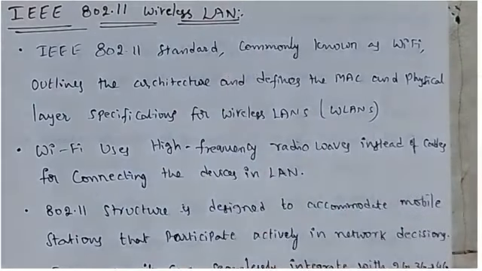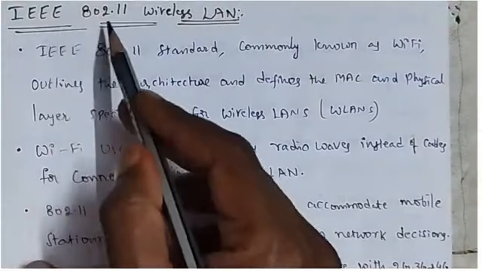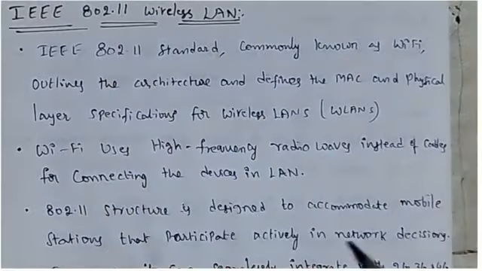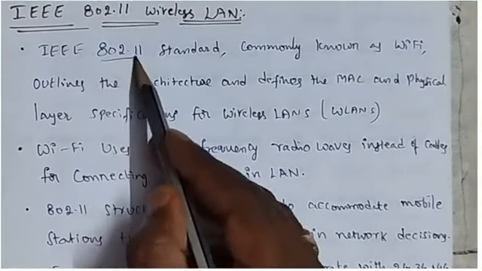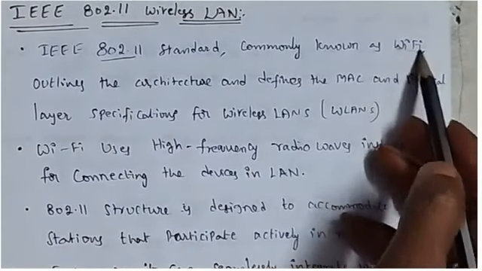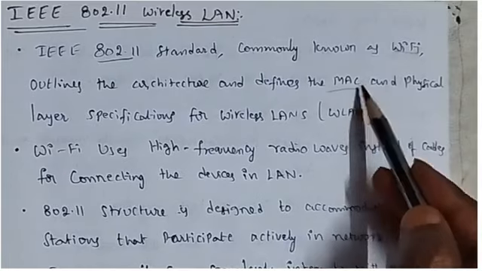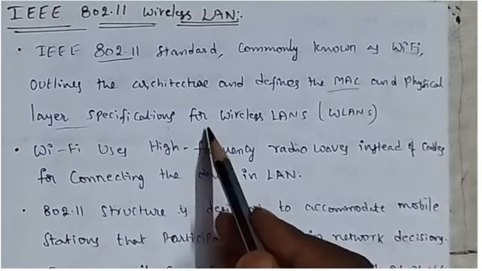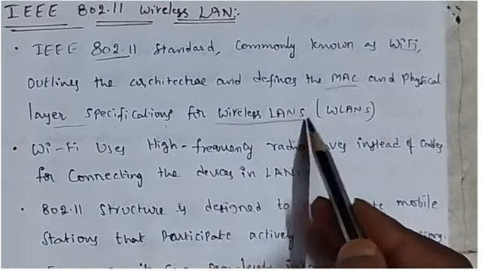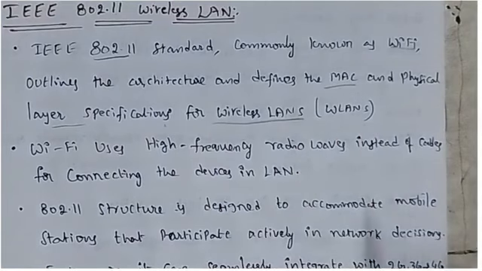In today's class, we will discuss IEEE 802.11 wireless LAN. What is the meaning of IEEE 802.11? It is nothing but Wi-Fi. The IEEE 802 standard is nothing but Wi-Fi. The outline of this architecture defines MAC and physical layer specifications, that is called wireless LANs. Here 802.11 means wireless LANs.